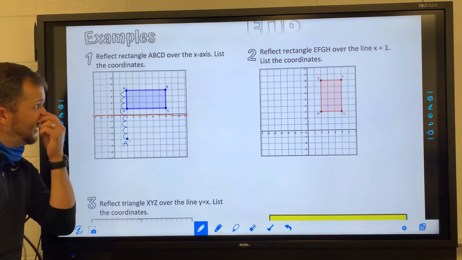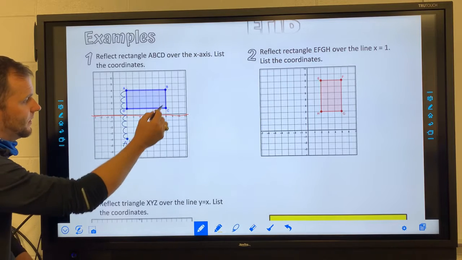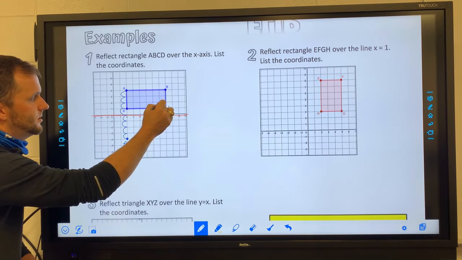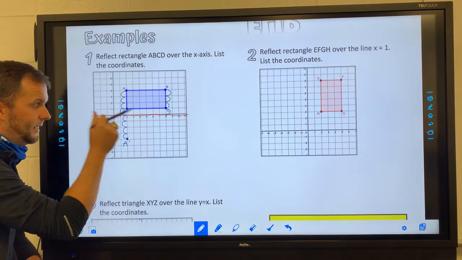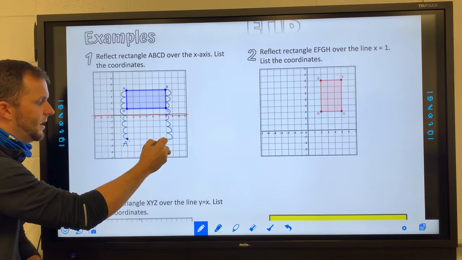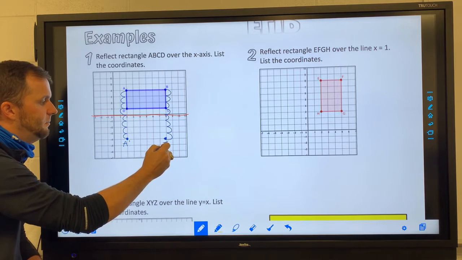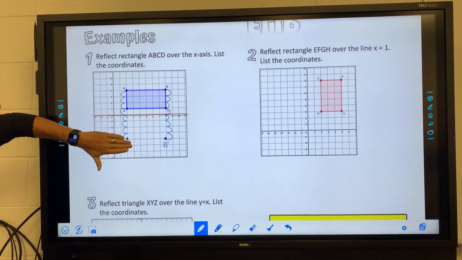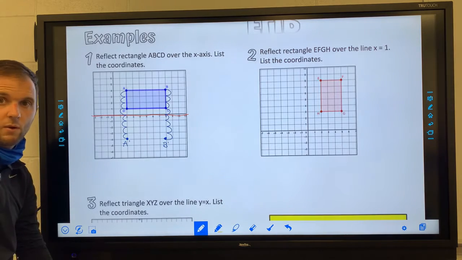Now let's look at point B over here. Again, I'm going to count up from the line I want to reflect over: 1, 2, 3, 4. And again, I'm going to count 4 down: 1, 2, 3, 4. Right here would be B prime. You can see that we took this and flipped it over to the other side.